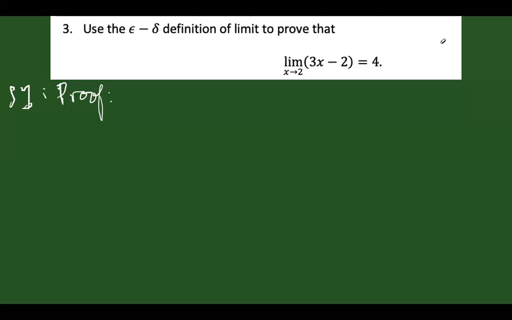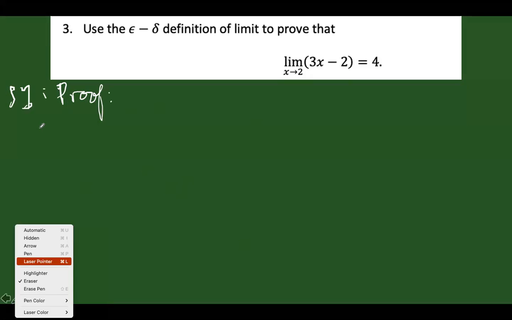In problem number 3, we're going to prove that the limit of 3x minus 2 as x approaches 2 is equal to 4 using the epsilon-delta definition of limit, or the formal definition of limit. Again, to prove this, we have 2 steps. And to start with the proof, let's do step number 1.